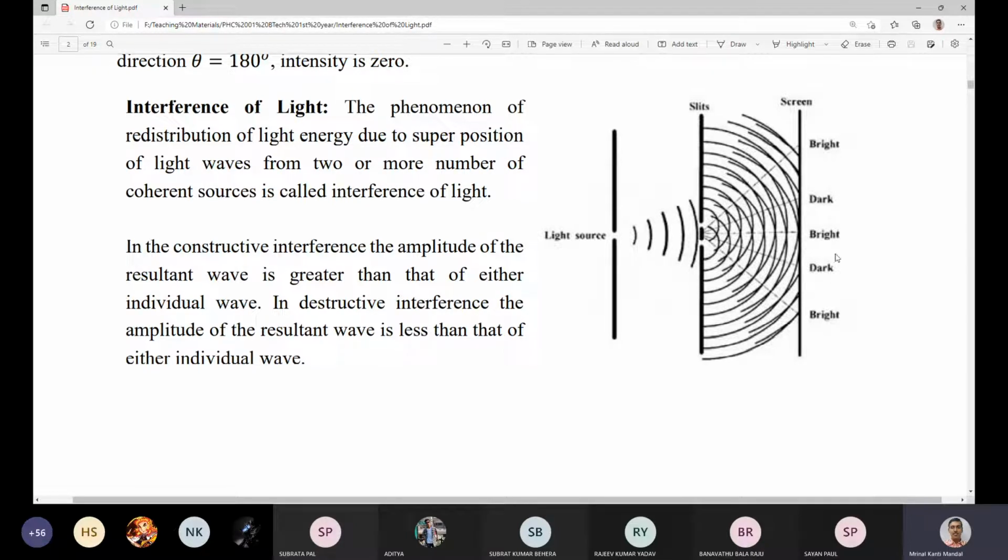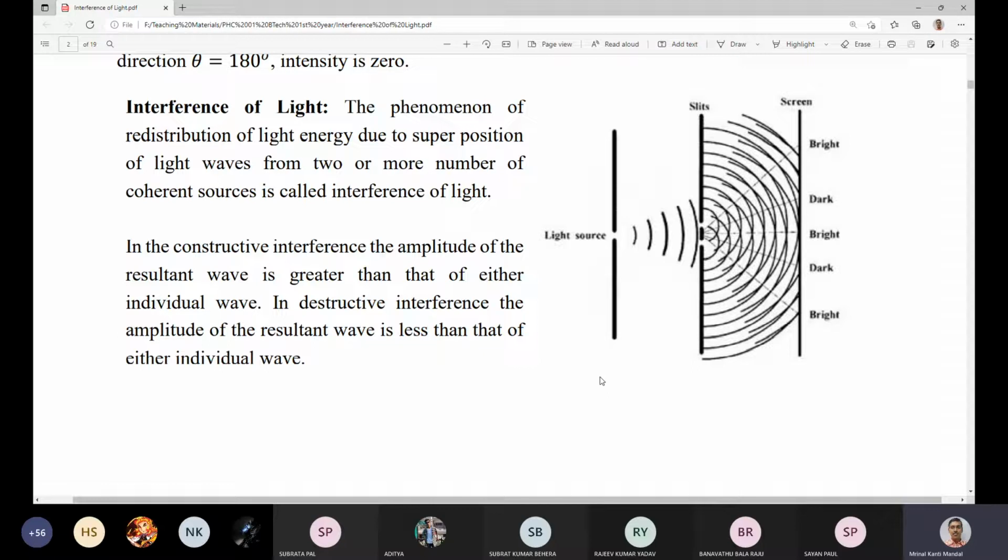Where they mutually interfere in this region, you see, this is the maximum intensity that indicates the bright fringe. And in this region, they interfere, but in opposite phase, right? Their phase is different, so in opposite phase they will interfere in this region, and that will produce the dark region. And again, here it will produce interference in the in-phase condition, so that will again be bright. So on the screen, we will get this type of bright and dark intensity distribution.